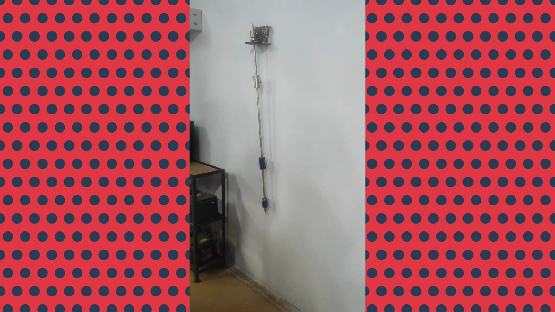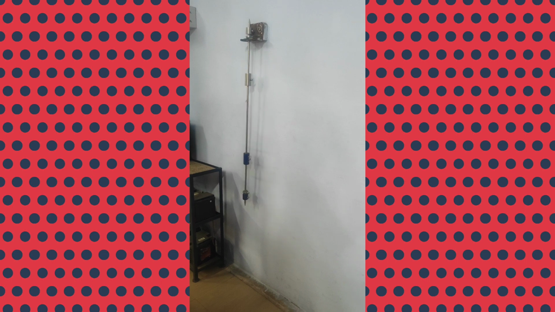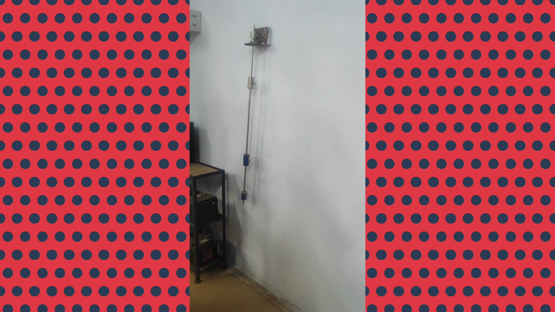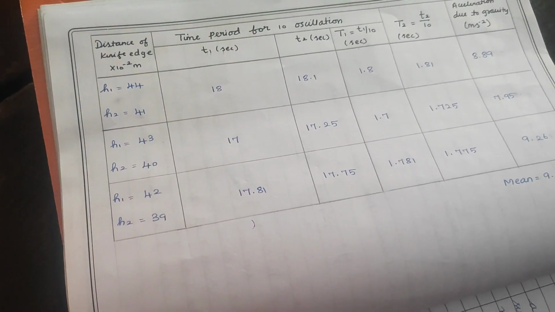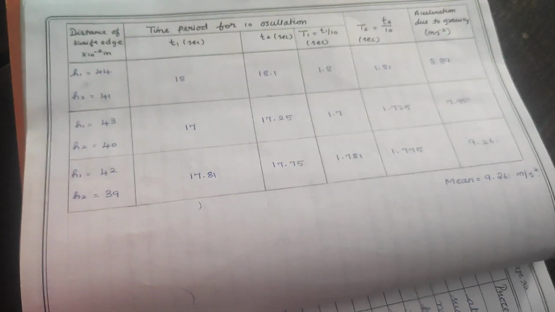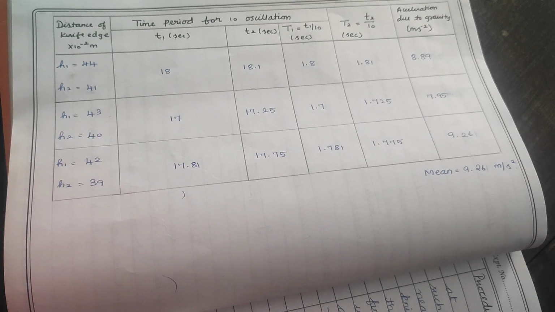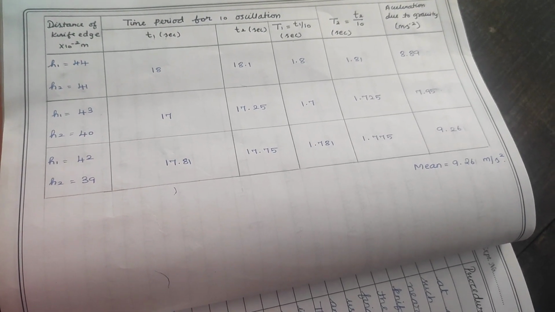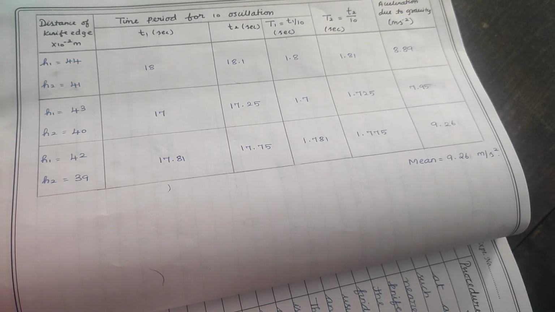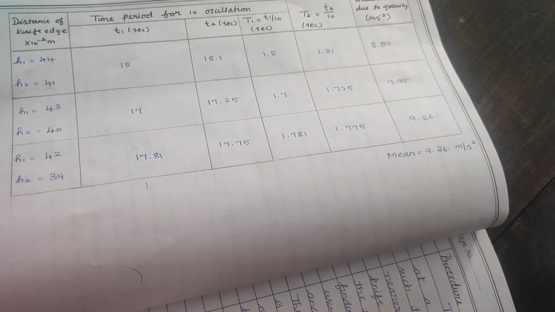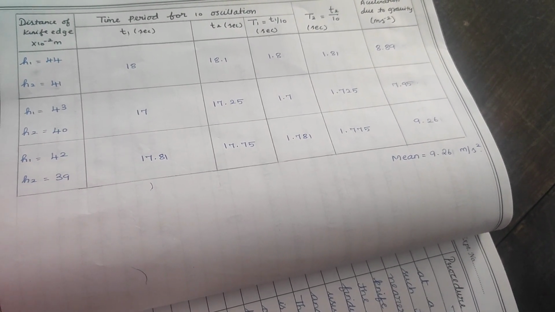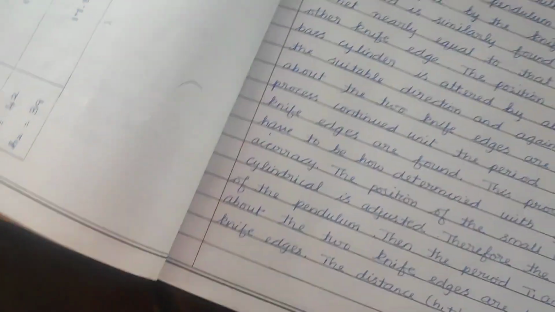The knife edge has a sharp point, and that sharp point is suspended on the clamp. For different h1 and h2 values, the time period of oscillation is measured. We adjust the knife edge on both sides to set these h1 and h2 values. We have to measure for different h1 and h2 values.